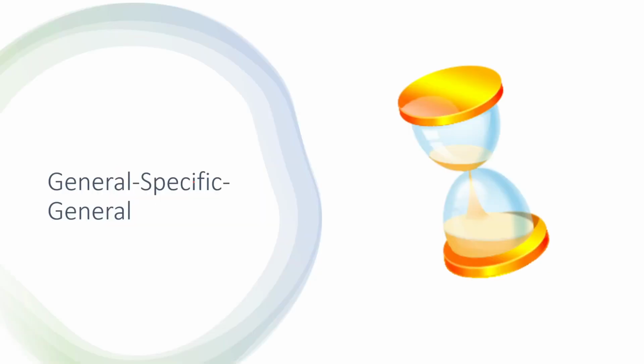Okay, now this is a picture of the hourglass. Now the hourglass does not represent that time is running out, but it represents the general, broad, to specific, narrow, to general flow of a speech.